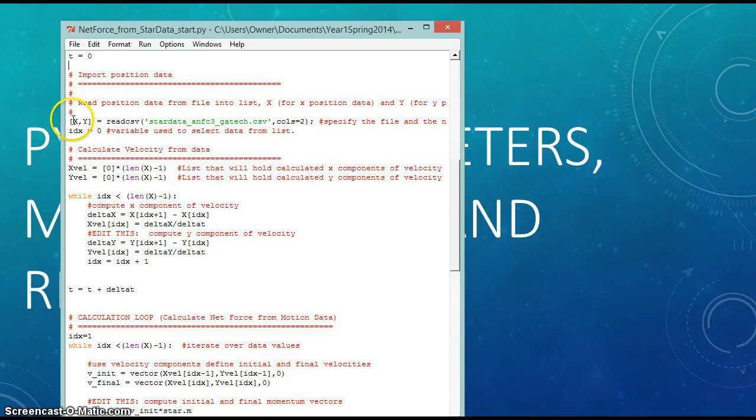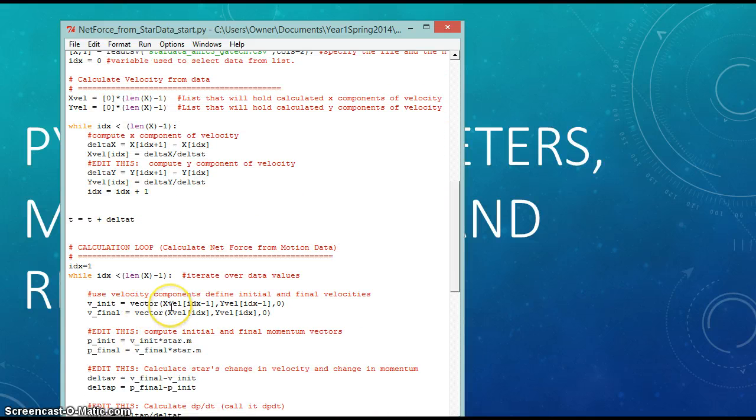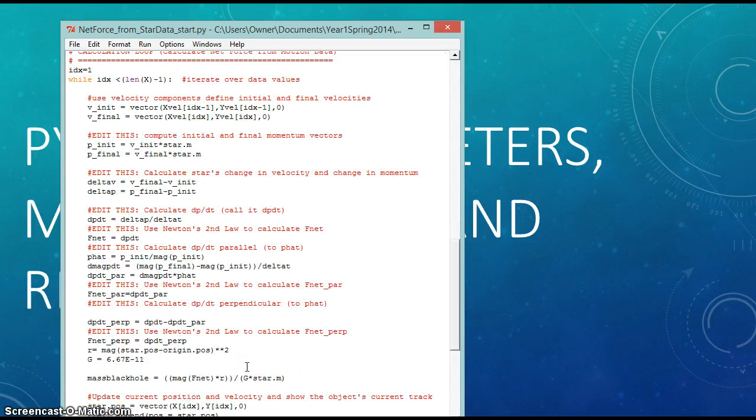We called on the x and y values from the CSV files, and we're able to get a change in x position and y position, which was used to find V initial and V final. We were also able to input that to find the momentum using the star's mass and delta V and delta P as well. Using the values given above, we were able to find dp/dt and apply that to equal Fnet.